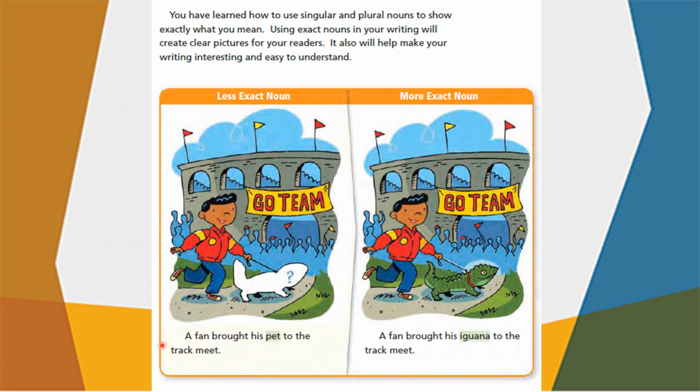So the first one says, a fan brought his pet to the track meet. Okay, it is non-specific. It is not exact. Which pet are we talking about? Is it a dog, a cat, or an iguana? Okay, so in order to improve your writing, make sure that you are putting in exact nouns, the exact names for those that you are referring to. Example, a fan brought his iguana to the track meet. So now, since your writing has become more specific, your readers can visualize which noun it is exactly that you are talking about.